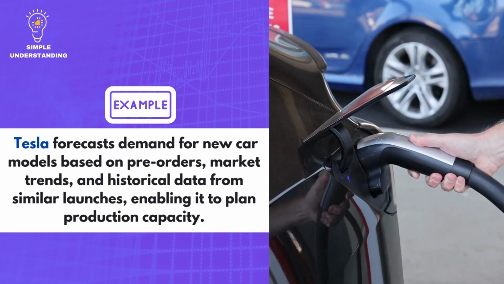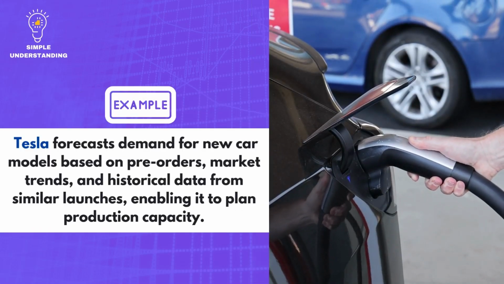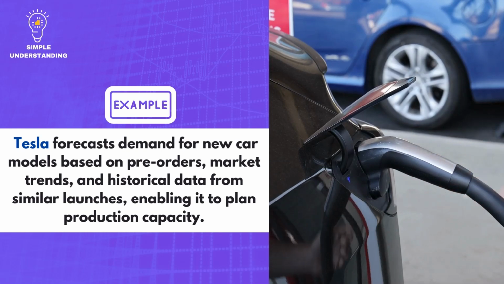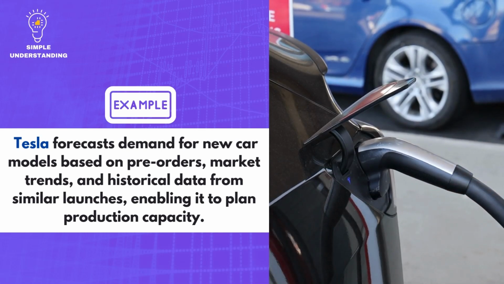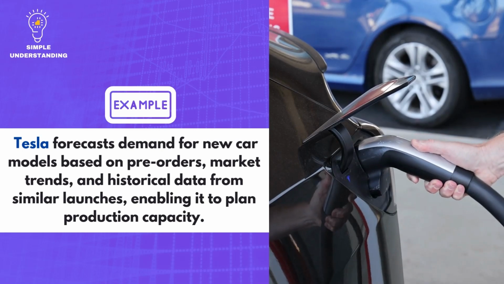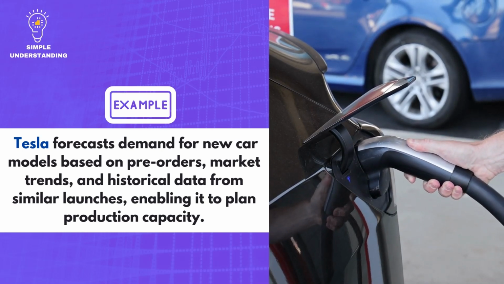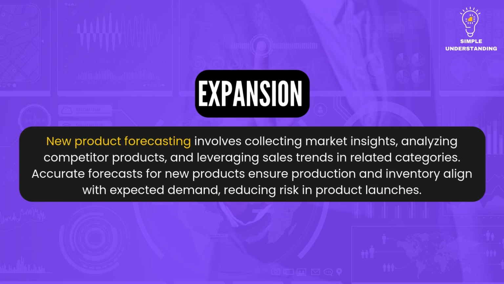Real company example. Tesla forecasts demand for new car models based on pre-orders, market trends, and historical data from similar launches, enabling it to plan production capacity. Expansion. New product forecasting involves collecting market insights, analyzing competitor products, and leveraging sales trends in related categories. Accurate forecasts for new products ensure production and inventory align with expected demand, reducing risk in product launches.